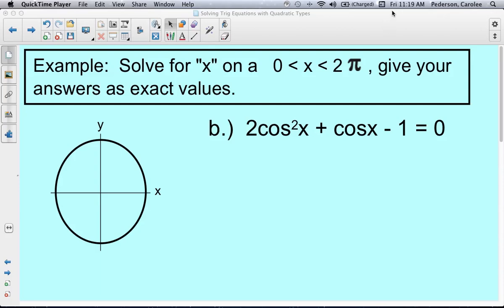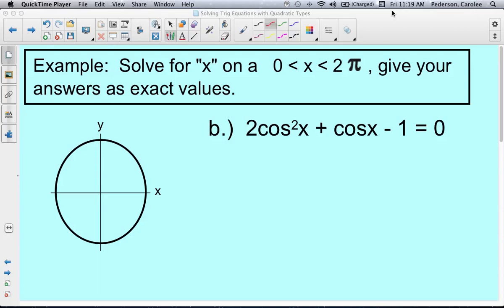We want to solve this quadratic equation. It's a trig function. The equation is 2 cosine squared of x plus cosine of x minus 1. It's a quadratic equation. And we want to find the values of x from 0 to 2 pi, so that first revolution.